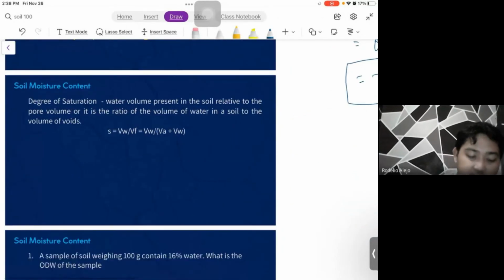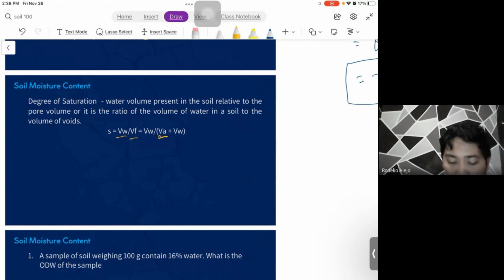So, soil moisture content, the degree of saturation. How saturated is the soil? This is how we compute it. Saturation is equal to the volume of water over the volume of pore space. The volume of water is VW, and VF is the volume of pore space. Again, what is the volume of pore space? The volume of pore space is the volume of air plus the volume of water.